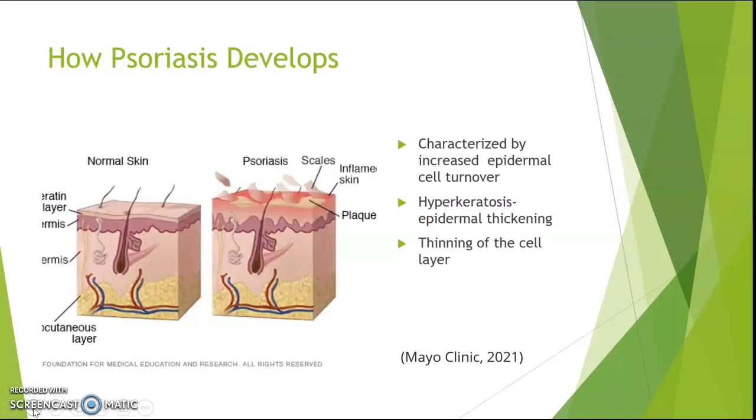How psoriasis develops. In psoriasis, the life cycle of the skin cells accelerates, leading to buildup of dead cells on the surface of the epidermis. Psoriasis is characterized by increased epidermal cell turnover, epidermal thickening, which is known as hyperkeratosis, and in this diagram we can visualize normal skin versus the skin of a patient with psoriasis.